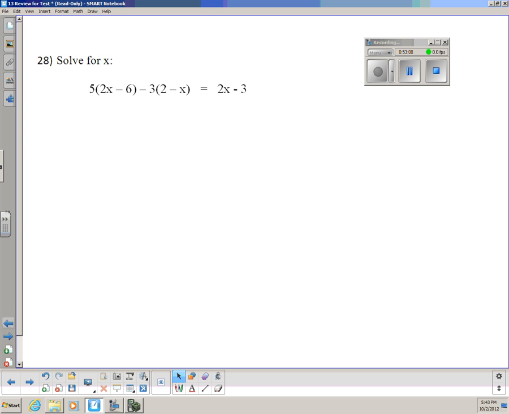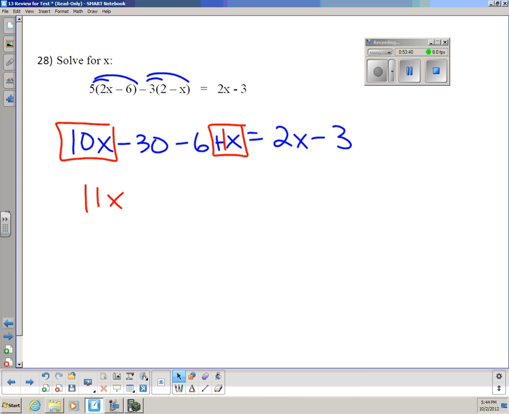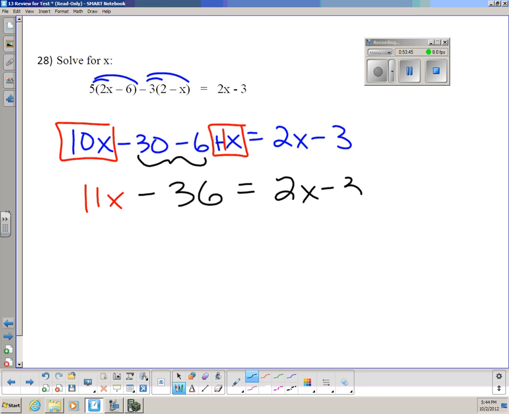All right, 2 more problems. Solve for x. So I have lots of parentheses I need to distribute. So I have 5 times 2x is 10x. 5 times negative 6 is negative 30. Then I have to distribute over here. Negative 3 times 2 is negative 6. Negative 3 times negative x is positive x. Again, we need to clean up the left-hand side. I have 10x, and I have my 1x. So that's 11x. I have negative 30 minus 6, which is negative 36, equals 2x minus 3.